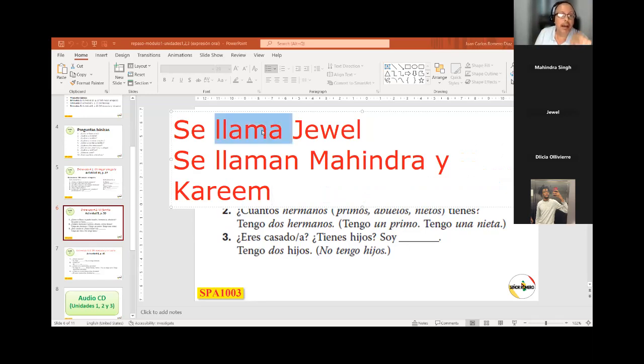So, se llama is his name is or her name is. But se llaman is their names are. Okay? So, if you have more than one sibling and I ask you, oh, dos hermanos, ¿cómo se llaman tus hermanos? Don't tell me se llama. Tell me se llaman. The N in that verb indicates the plural.